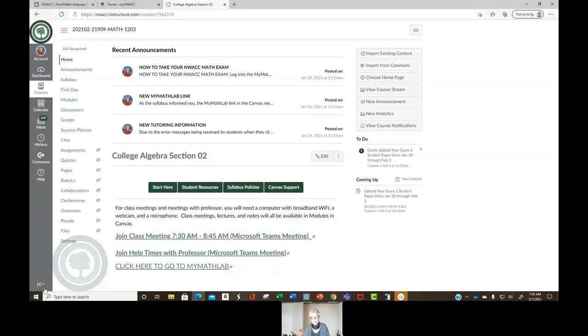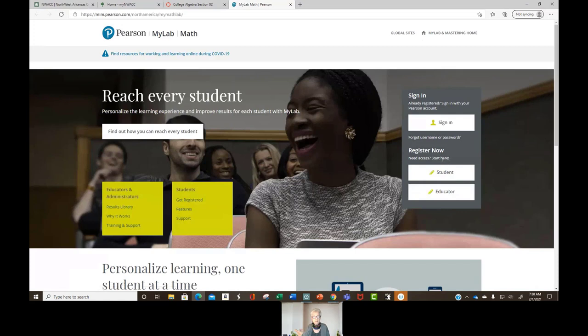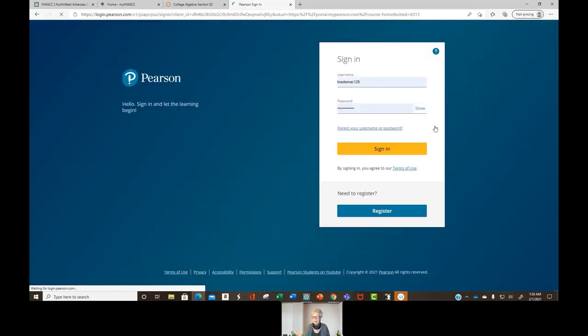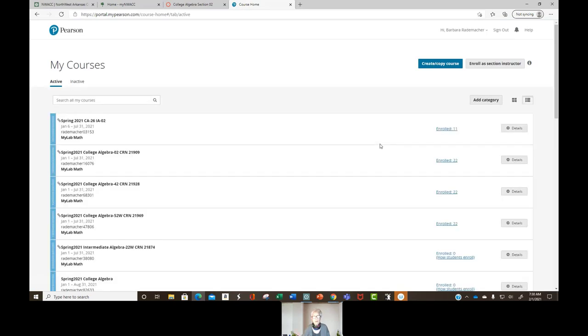And down here, look down here. At the bottom of this page, you're going to click here to go to my math lab. Now, I hope sincerely you already know all this. And sign in with your MyMathLab username and password, which can be completely different from your NWAC username and password. They are not the same username and password unless you made them that way.